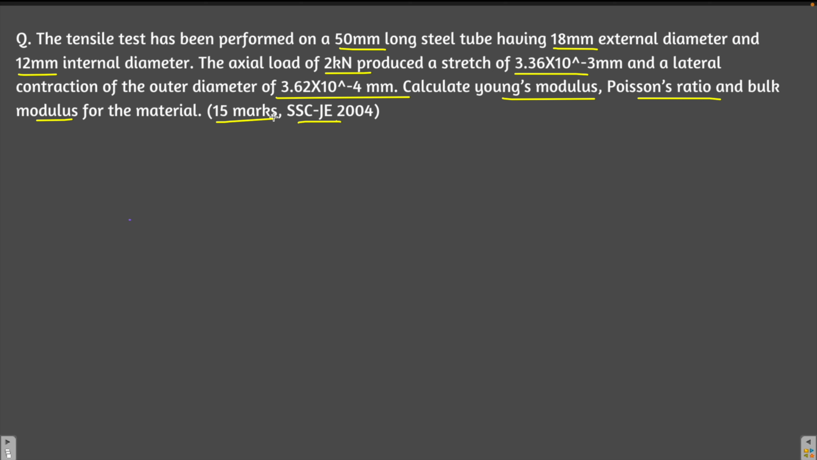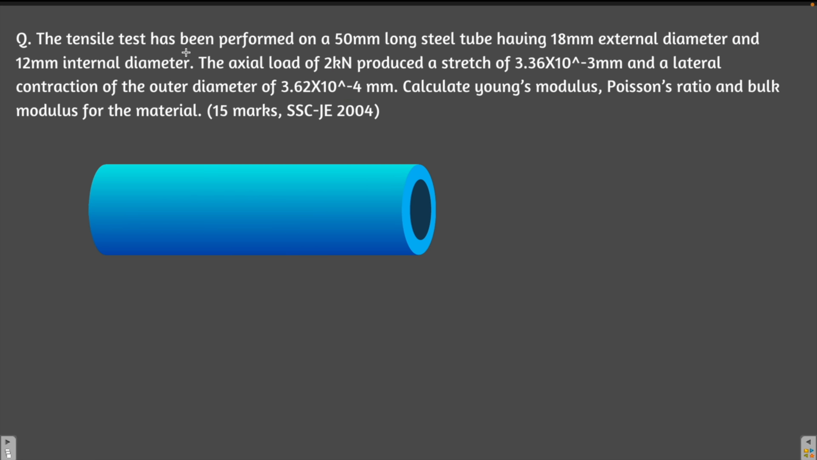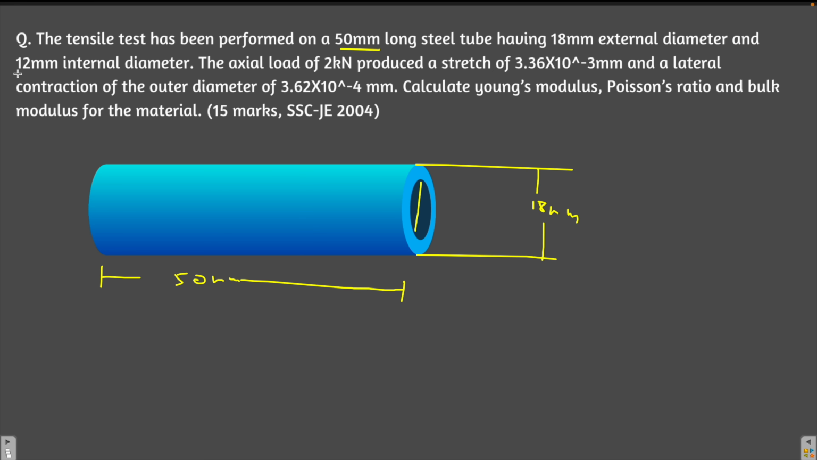So let's solve this question and first try to draw a diagram for this. We need a 50 mm long steel tube. So this is a 50 mm long steel tube having 18 mm external diameter. So this diameter is 18 mm and the internal diameter is 12 millimeter. It's given over here. This diameter is 12 mm.